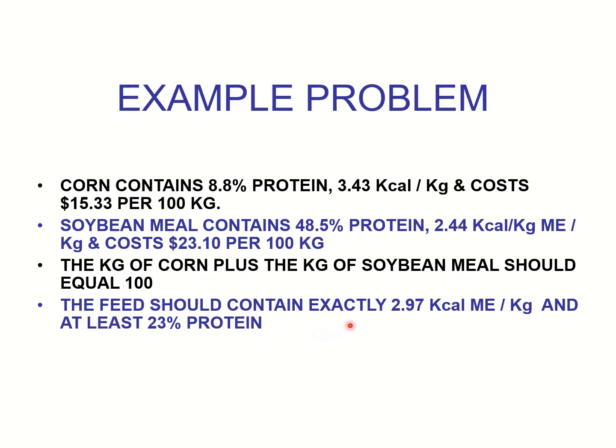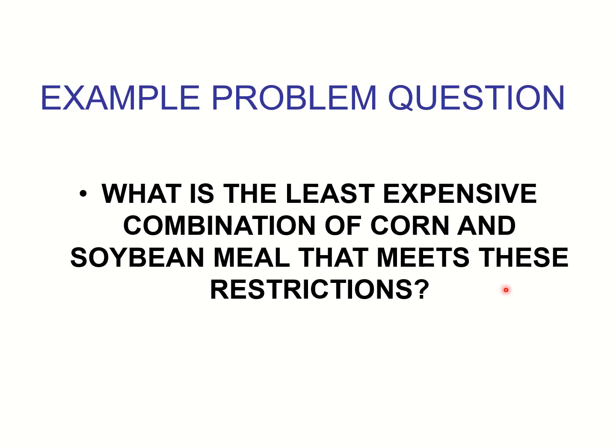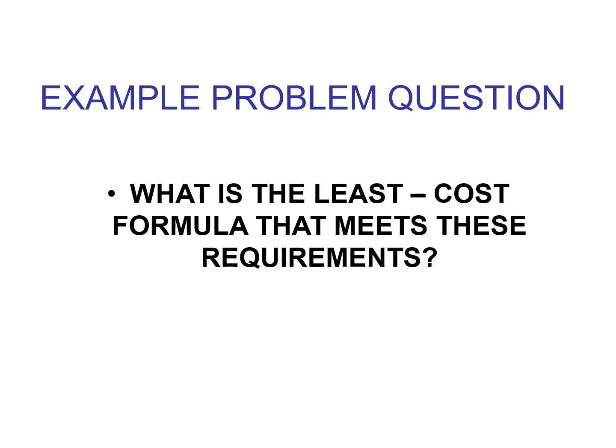The feed should contain exactly 2.997 kilocalories metabolizable energy per kilogram and at least 23% protein. What is the least expensive combination of corn and soybean meal that meets these restrictions? This is the question, and we need to answer it by putting the equations and solving them in the Excel sheet. What is the least cost formula that meets these requirements?